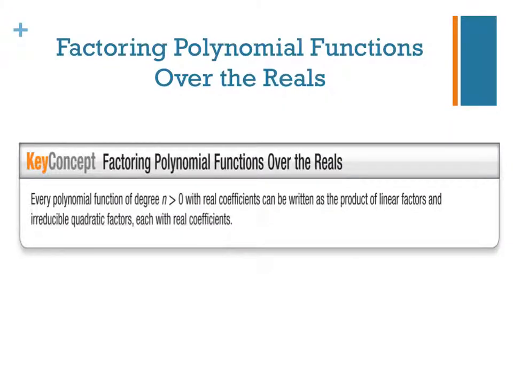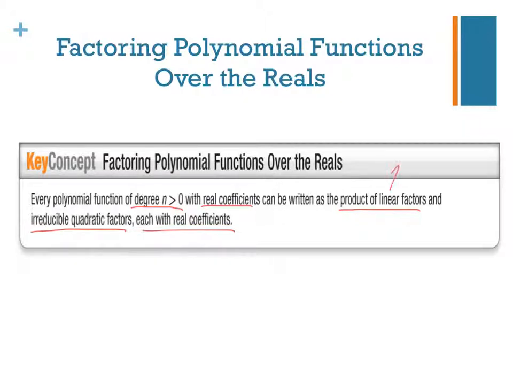Alright, so we're talking about factoring polynomial functions over the real number system. And this key concept talks about every polynomial function of degree, again, remember, degree means the highest exponent of the polynomial, greater than 0, and with real coefficients, that can be written as the product, multiplying, of linear factors and irreducible quadratic factors, each with real coefficients.